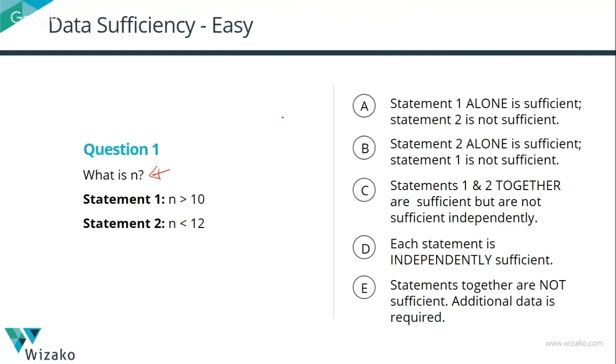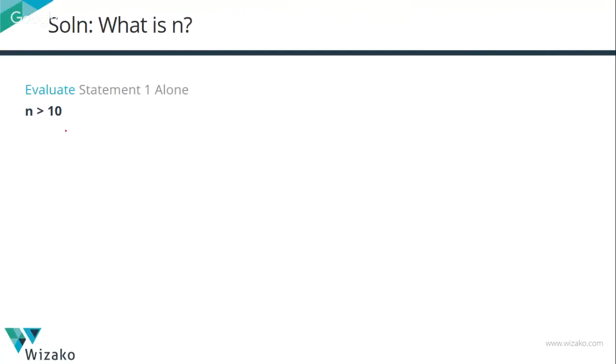As always, we'll start evaluating statement 1 alone. It says N is greater than 10. N could be 11. N could be 101. N could be a million. So there are infinite possibilities that exist for the value of N from statement 1 alone. So statement 1 is not giving us a unique answer. So let's scratch out statement 1 being sufficient. The moment 1 is not sufficient, let's quickly rule out answer choices A and D. What we are down to is only the remaining 3 choices, B, C or E.